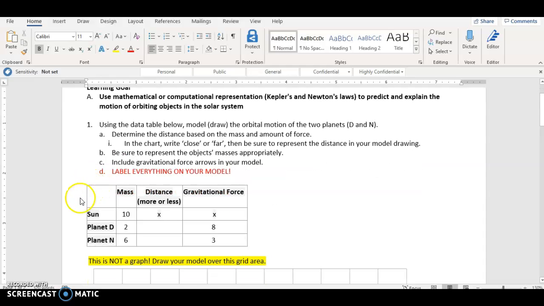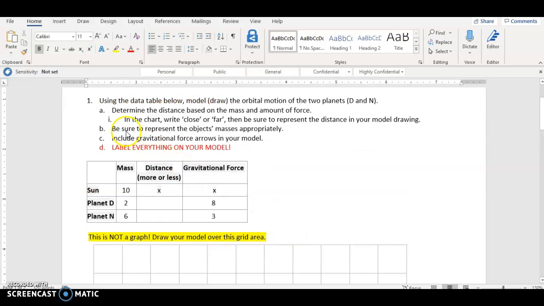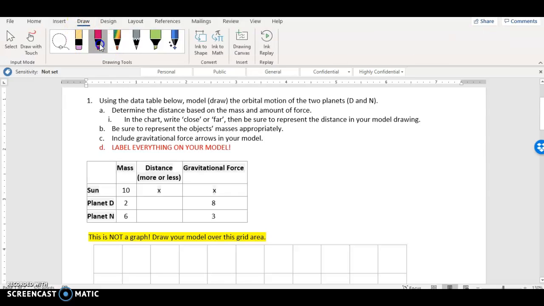For part one, you're going to use this data table to develop a model representing the planets with the sun. You need to use the information given to you to determine which object is closer or further and represent that in your model. In your model, you need to make sure you represent the objects appropriately by their mass and their distance. Please include gravitational force to show which one has more force and less force, and then be sure to label everything. Remember, you can click on Draw and choose the Draw feature to draw your model.